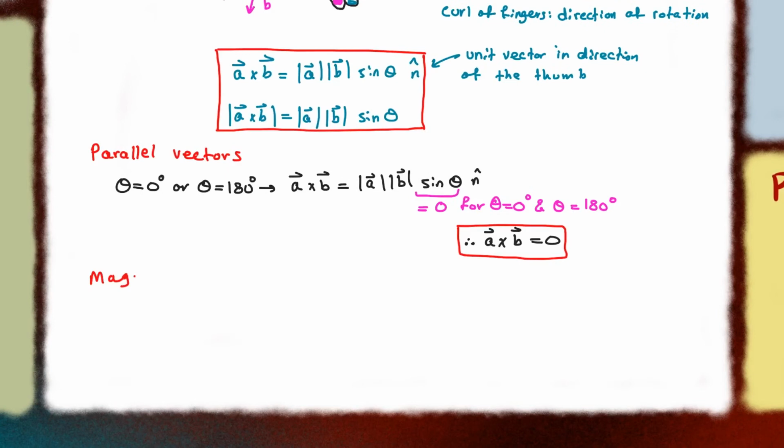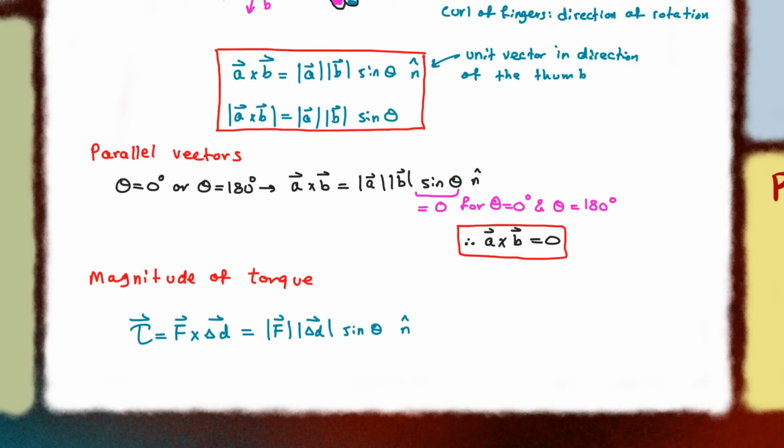Torque is one of the biggest applications of the cross product. So to find the magnitude of the torque, we use the ideas that we just discussed. We know from the last video that the equation of torque is the cross product of force and displacement. This means it is the magnitude of force times the magnitude of displacement times sine theta times the unit vector that shows us the direction, and that means the magnitude of torque is equal to the magnitude of force times the magnitude of displacement times sine theta, and we no longer need to show a direction for the magnitude.